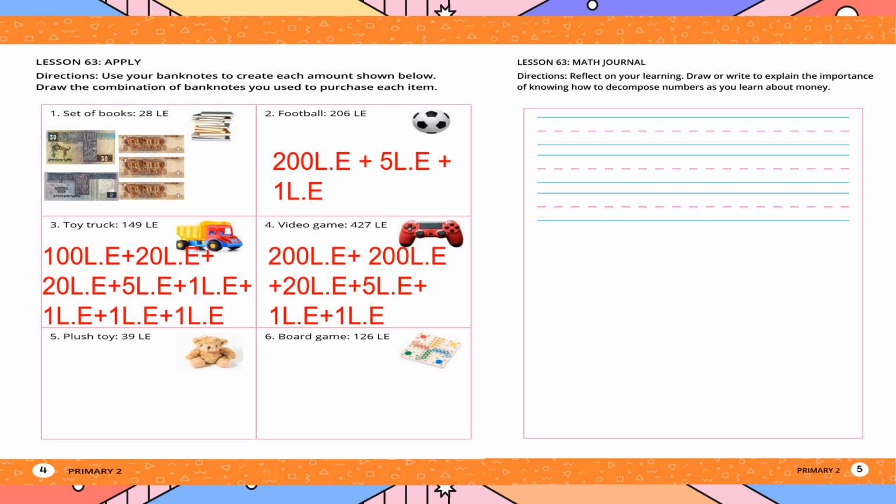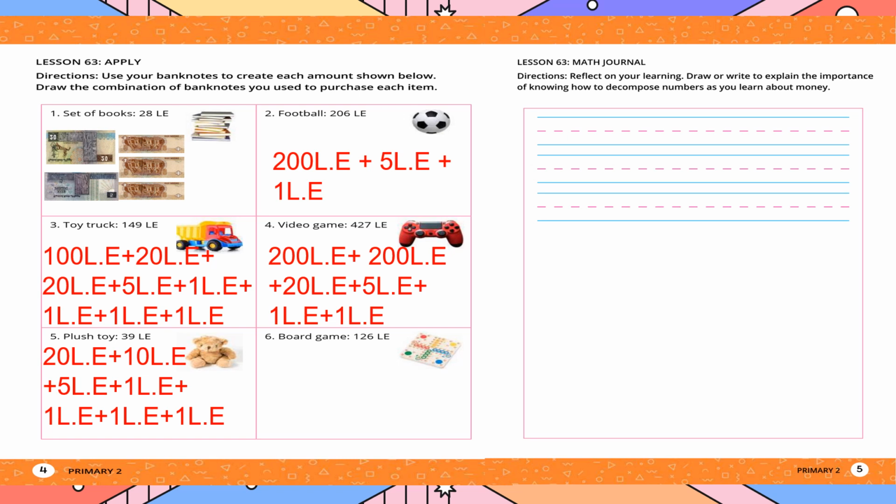Number 5. Plush toy for 39 LE. Let's decompose it. Do we have any banknote called 30? No, but we have banknote called 20 and banknote called 10. 20 plus 10 equals 30. 9. Do we have any banknote called 9? No, but we have banknote called 5 and banknote 1. So let's put 20 plus 10 equals 30. Plus 5, 35. Plus 1, 36. Plus 1, 37. Plus 1, 38. Plus 1, 39 LE.